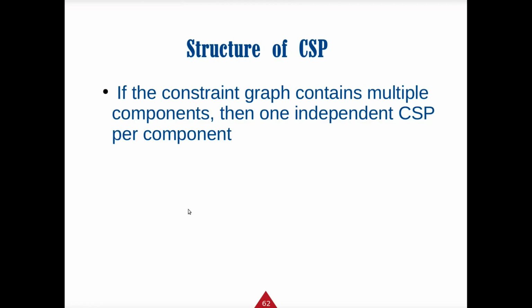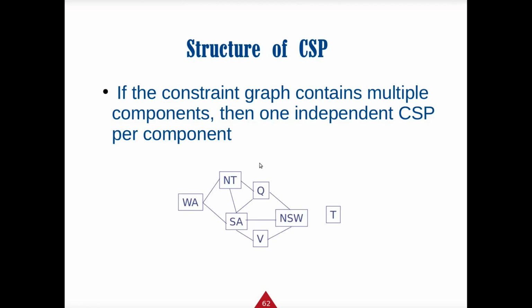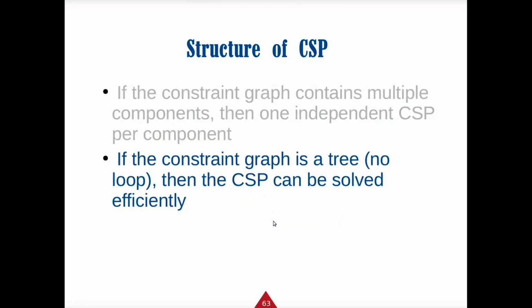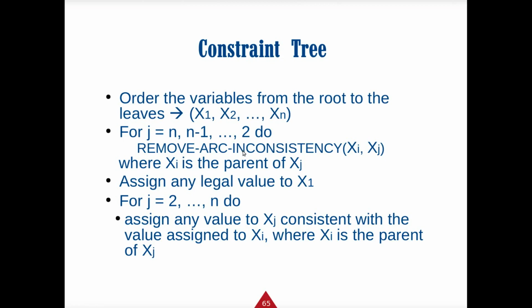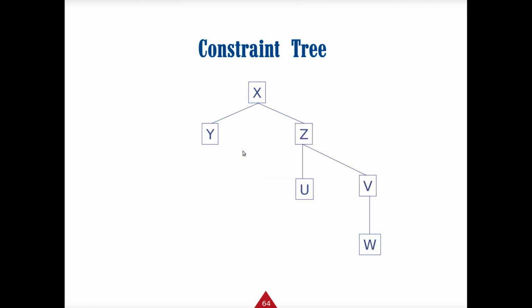If the constraint graph contains multiple components, then solve one independent CSP per component. So basically it's saying if you have multiple constraints, there's at least one kind of constraint that you can fit for all of them. If the constraint graph is a tree, with no loops, the CSP can be solved efficiently. For a constraint tree, we have X, Y, Z, U, and V, and you order the variables from the root to the leaves.